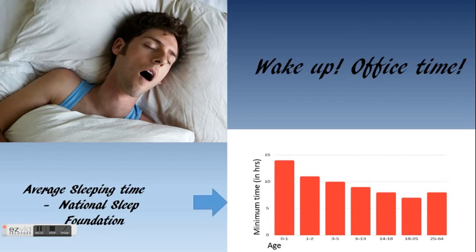What I did was I created a bar graph over here. In the x-axis, I placed all the different age groups, and in the y-axis, I placed the minimum time in hours. So you can see Pavan's age group was 18 to 25, and the average time is 7 to 8 hours, and this person slept for 10 hours. I know he's up for a role right now, but what can we do?